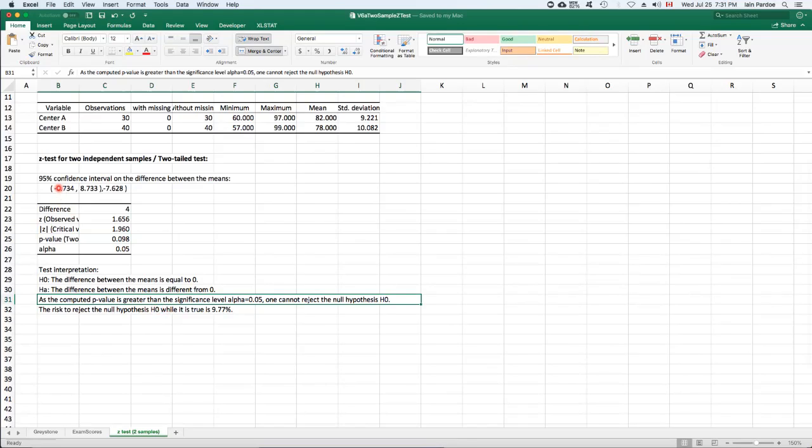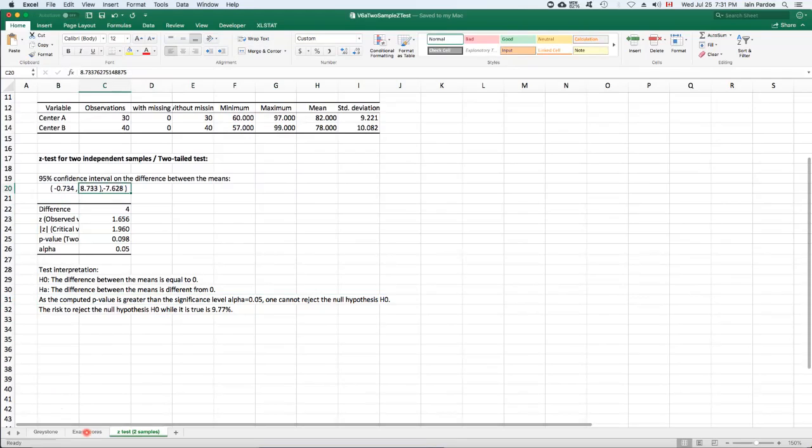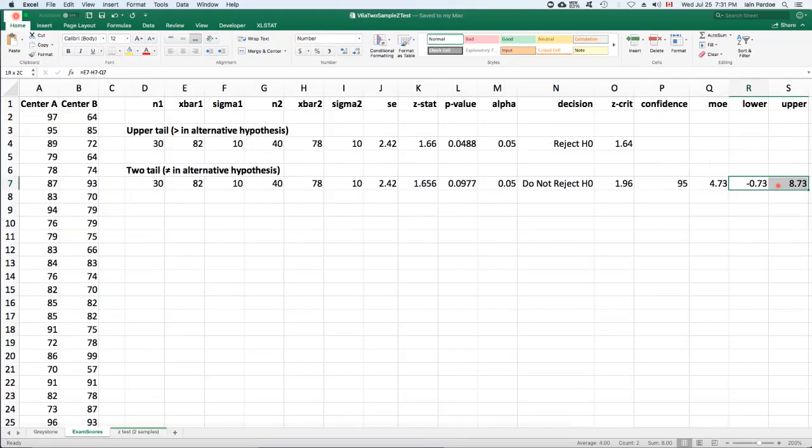And we can also see that from the confidence interval going from minus 0.734 up to 8.733. 0 is in that interval. And what did we get for our interval? Well, let's go one more decimal place, if we match exactly. Yes, we do. Excellent. Okay, so there we go. That's two-sample z-test, two-sample normal test when we've got two independent samples.